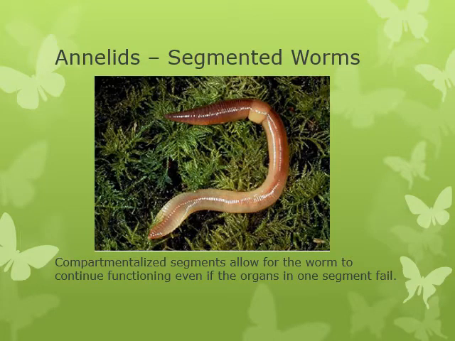So now we're going to move away from cephalopods and into the annelids. Now, yes, they're both squishy. They both wiggle around a lot, but they are different. Annelids are segmented worms. They have compartmentalized segments that let the worm keep functioning even if an organ in one of the segments is damaged. So it's sort of redundancy.